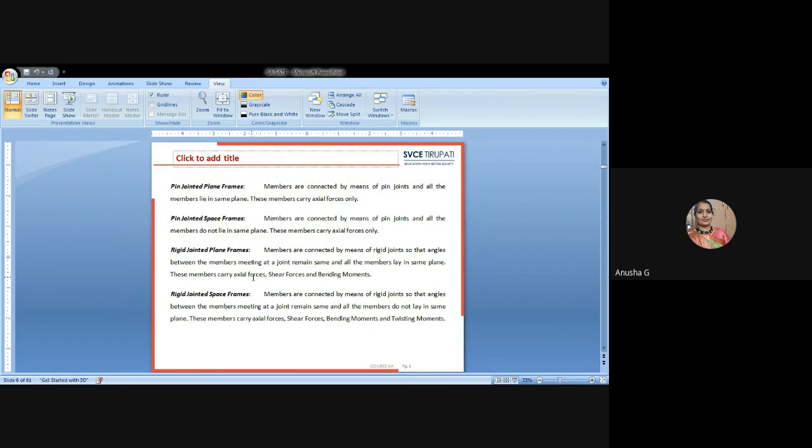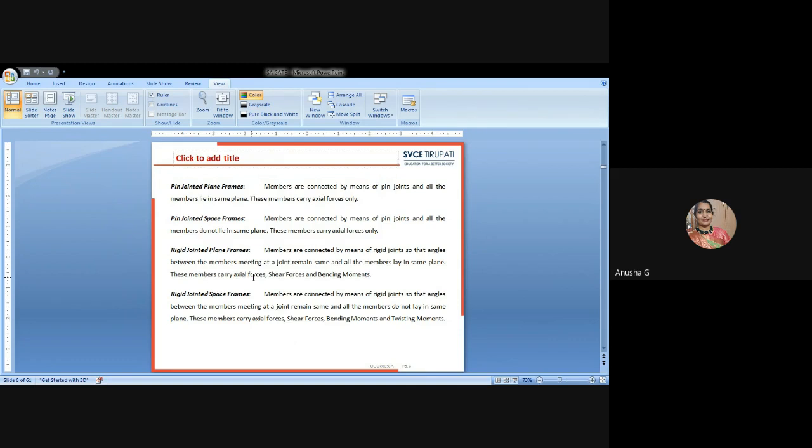Next, if you consider space frames, in these space frames, what will happen? The angles between the members meeting at a joint remain the same, and all the members do not lay in the same plane. Here they won't lie in one plane. In plane frames, they all will lie in one plane. These members carry axial forces, shear forces, bending moment, and here one more force is there. That force is nothing but the twisting force. Twisting force will act in the space frames. In plane frames, there is no twisting force to be observed.